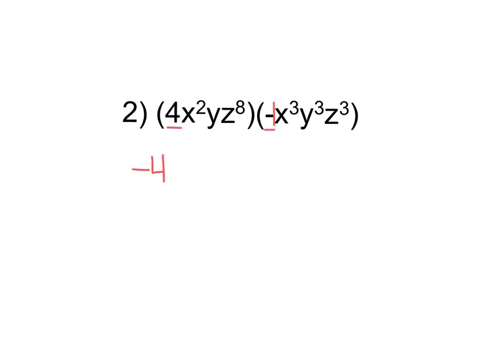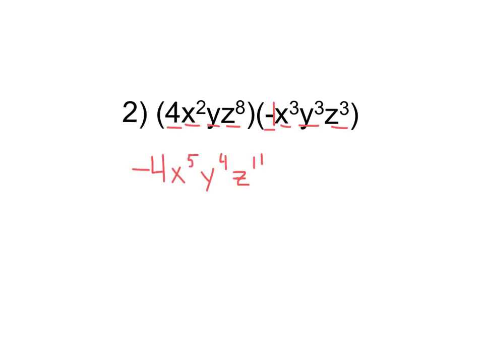Now apply your exponent rules. I see 2 x's and 3 more x's. That makes 5 x's, so x to the 5th. I see a single y and 3 more y's. That makes 4 y's. I see 8 z's and 3 more z's. That makes 11 z's. So I have z to the 11th power.